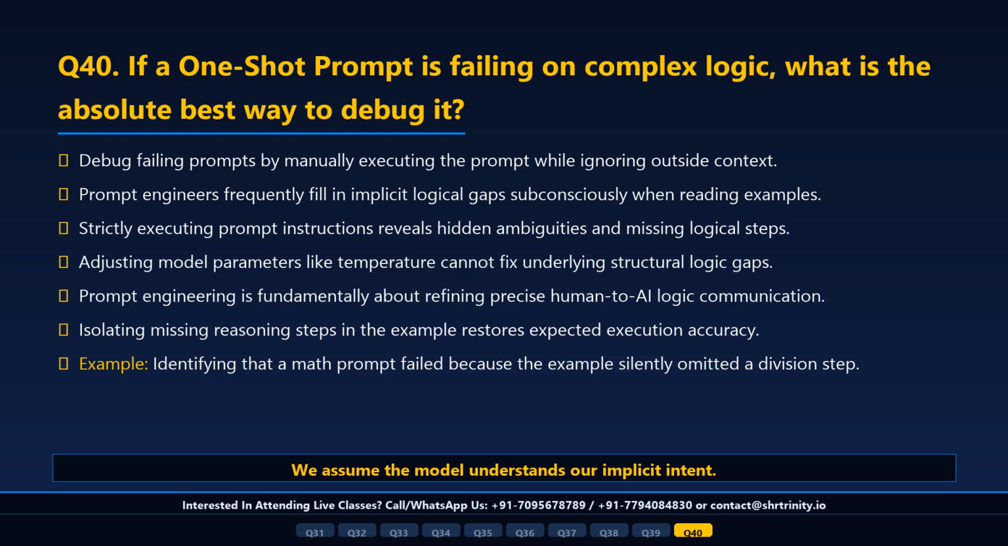Let's walk through our debugging example step by step. Suppose you have a prompt for calculating averages that keeps giving wrong answers. By manually stepping through your one-shot example line by line, you realize the example added numbers together and immediately outputted the final average, silently skipping the explicit division step. The model was guessing the division step. Once you update the example to explicitly show sum equals 10, count equals 2, divide 10 divided by 2 is equal to 5, the logical gap is closed, and the prompt succeeds.